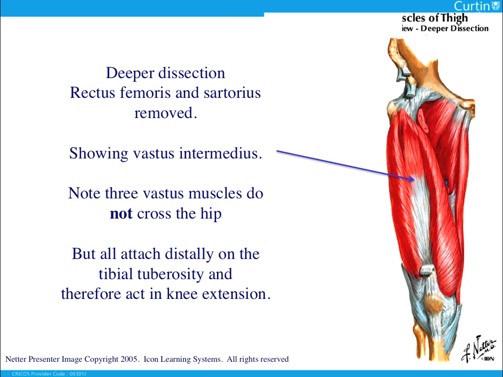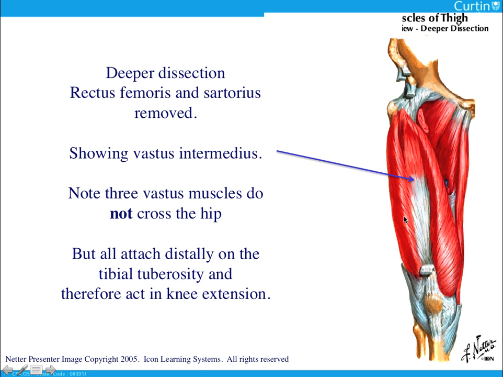Here's a deeper section. We've cut away, as you can see, the rectus femoris. Here's the proximal tendon of the rectus femoris. You can see that because it's going to attach onto the AIIS. And here we can see the fourth muscle of the quadriceps, hence the name quadriceps. So 4 of them. This is the vastus intermedius.